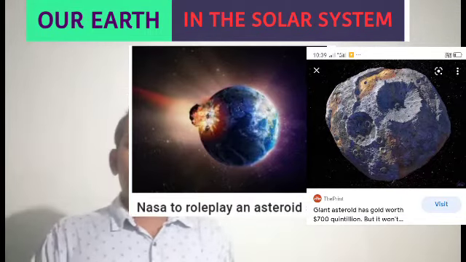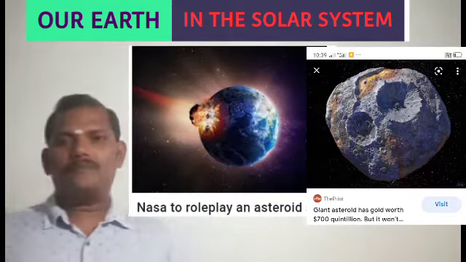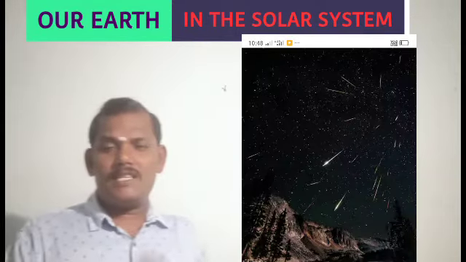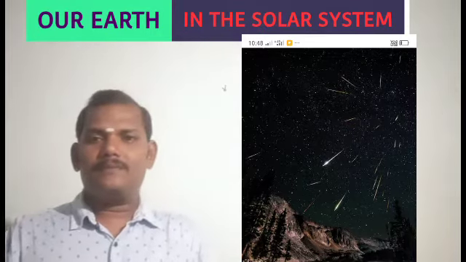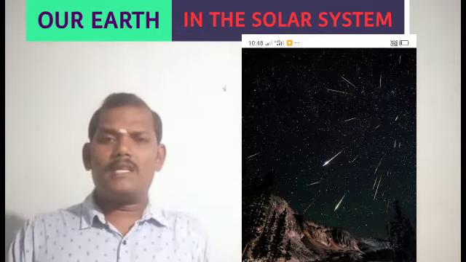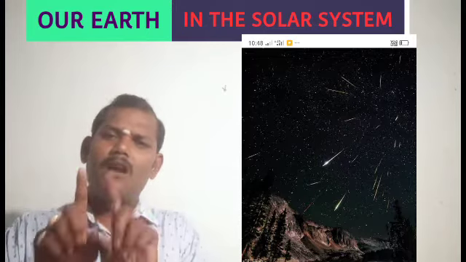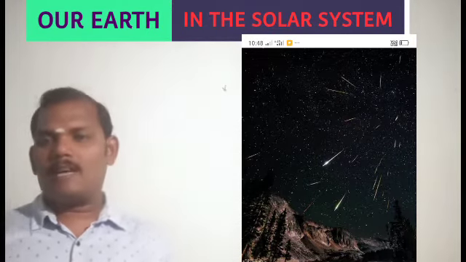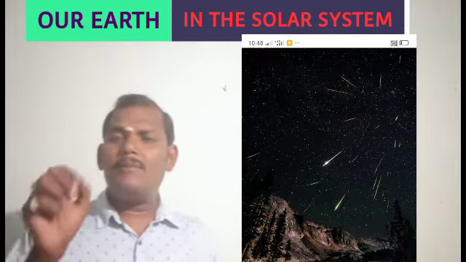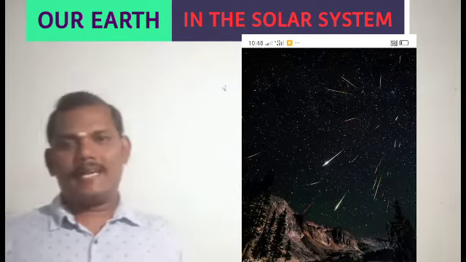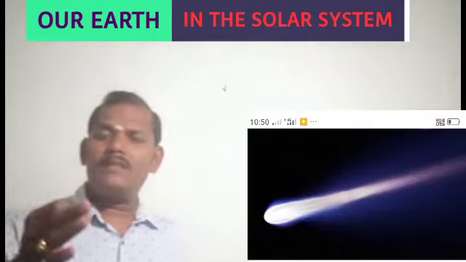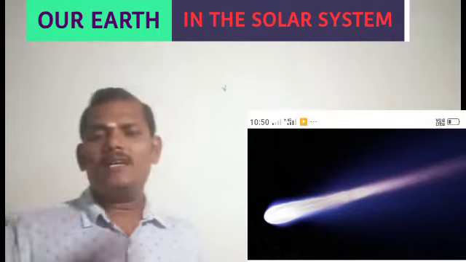And another one, the comets. What are comets? This is also a celestial body. They also move around the sun. But what is the difference between comets and other celestial bodies? Comets consist of a head and a tail.